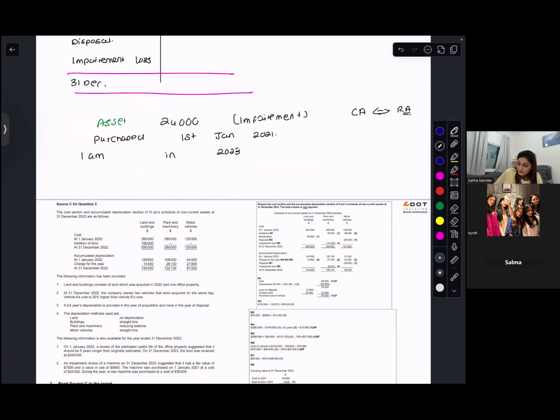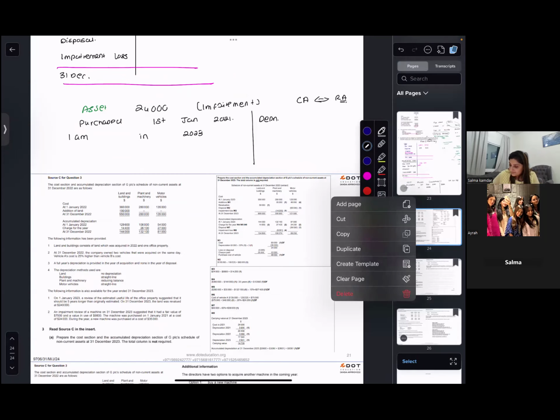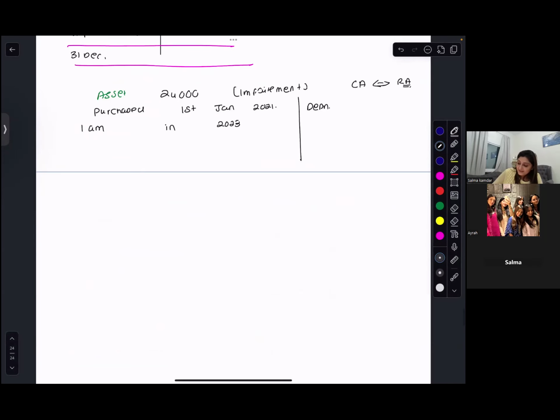That means for this asset, depreciation was charged up till when? Depreciation was charged for 2021, depreciation was charged for 2022, and I am in the beginning of 2023. So try to calculate the carrying amount for this asset that I am conducting the impairment for. I will wait for you.